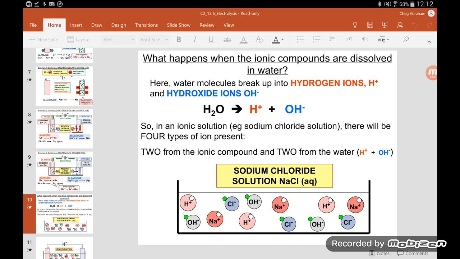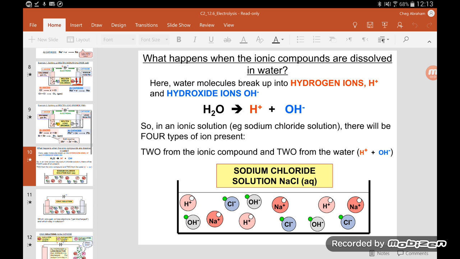Now, the complication comes when we dissolve something, and that's because if we look here, we can see that water actually breaks up into two types of ions itself. So if you dissolve something, you add water to it and mix it, you have also got H+ ions and OH- ions. So if at the bottom here you look, you can see that our sodium chloride dissolved in water has Na+ and Cl-, just like before, but also H+ and OH- from the water.